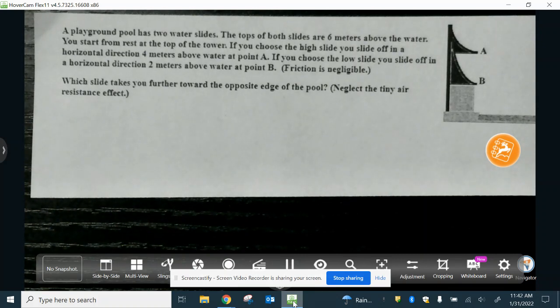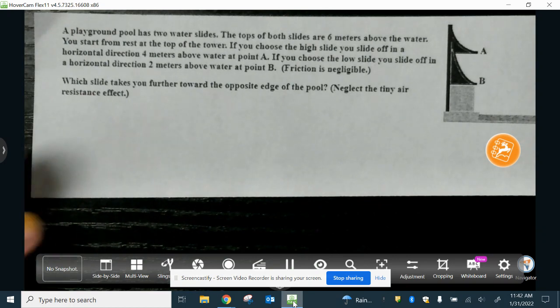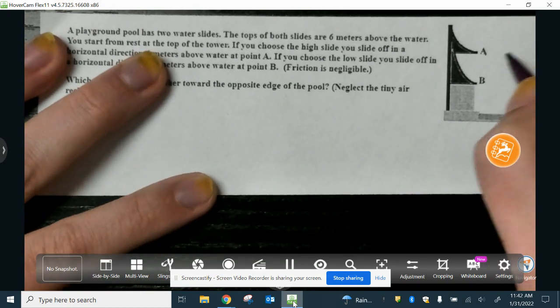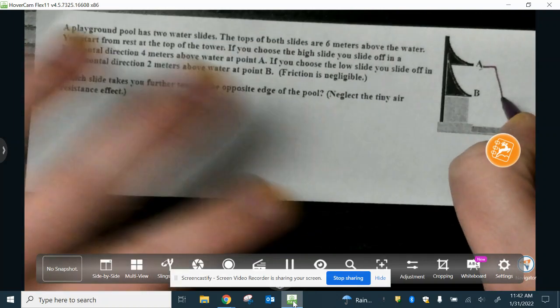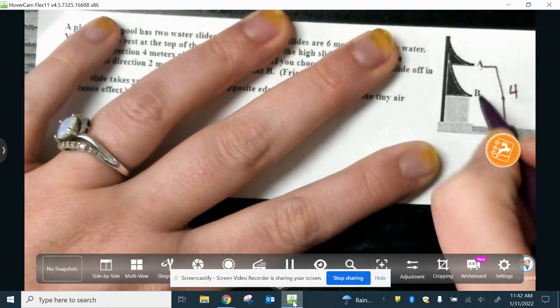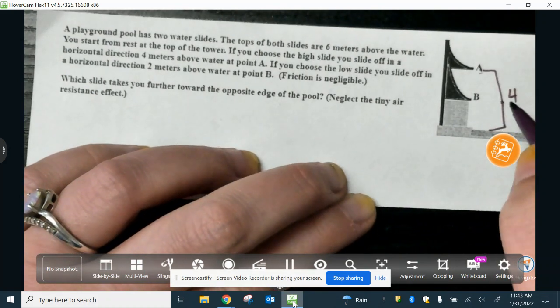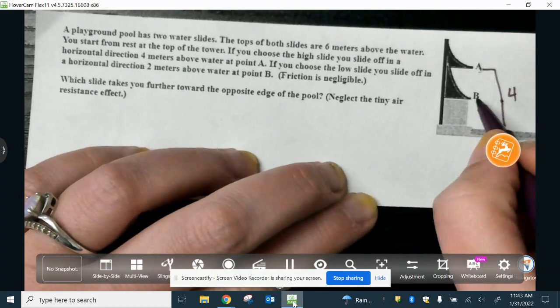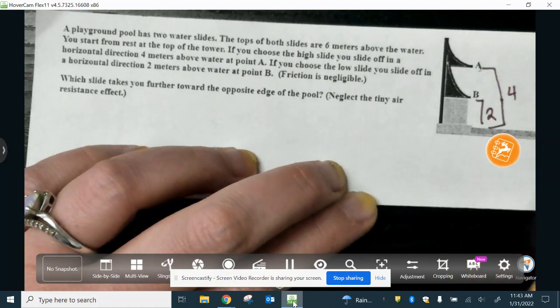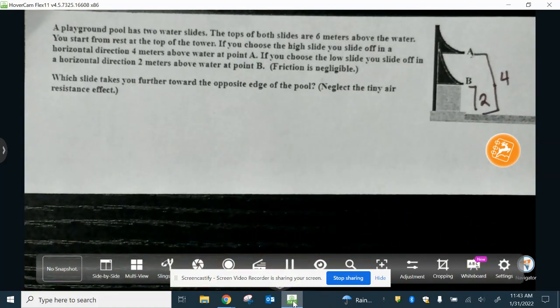If you choose the high slide, you slide off in a horizontal direction 4 meters above the water at point A. So point A is 4 meters. And it says if you choose the low slide, you slide off in a horizontal direction 2 meters above the water. So here, 2. Which slide takes you further towards the opposite edge of the pool? Neglect the tiny air resistance of air friction.